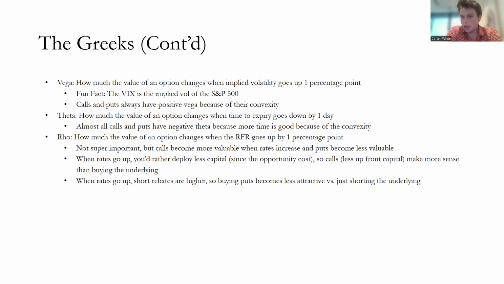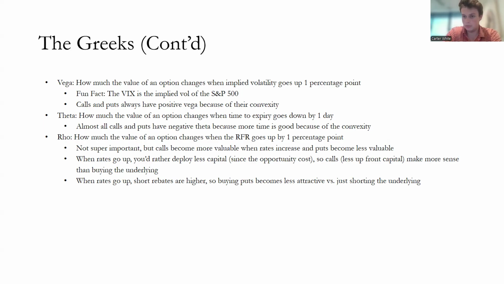The other Greeks beyond delta and gamma are Vega, theta, and rho. Vega is how much the value of an option changes when the implied vol goes up 1 percentage point. Just a note on implied vol, all of the other determinants, the spot price, strike price, time to expiry, and current risk-free rate, are all readily available.